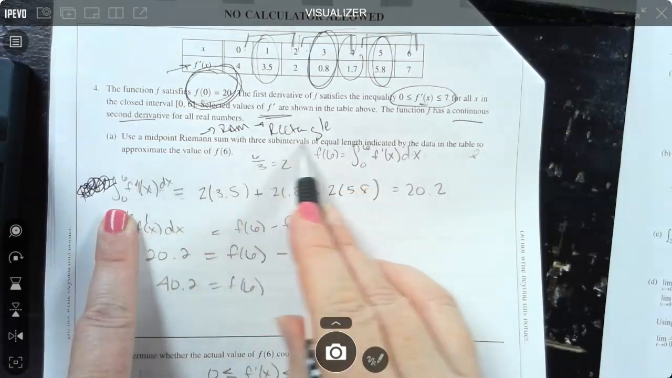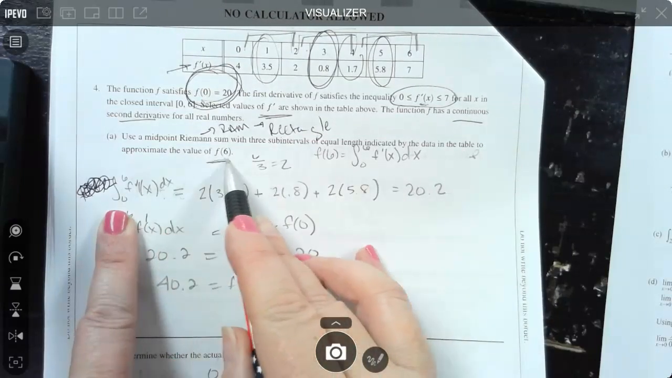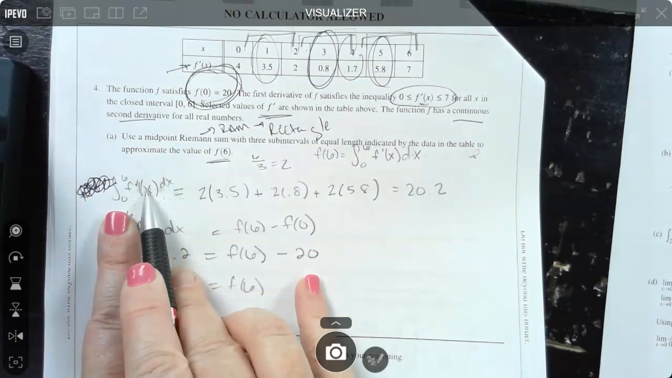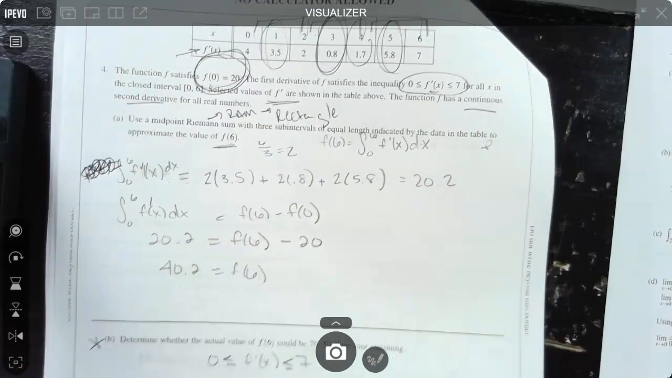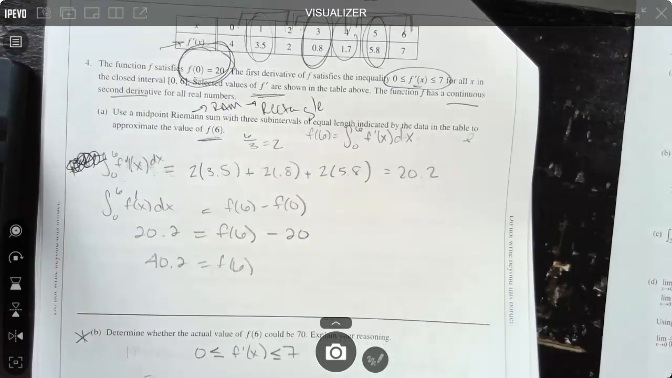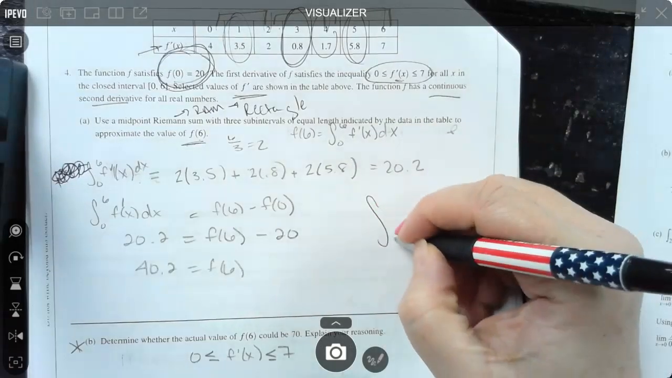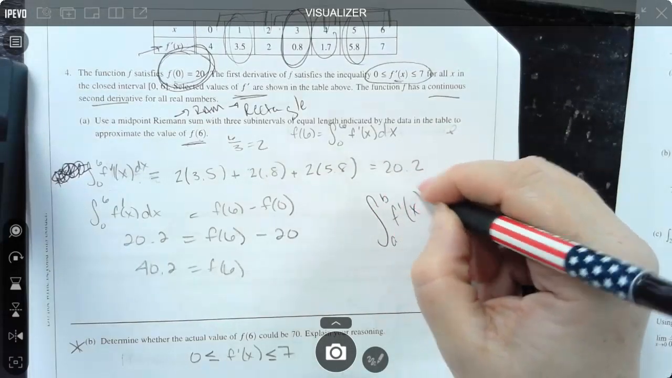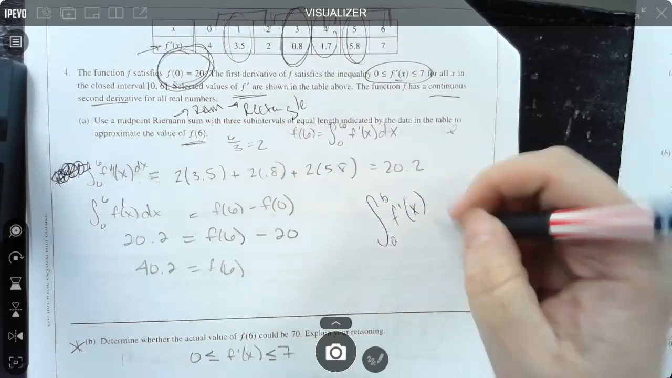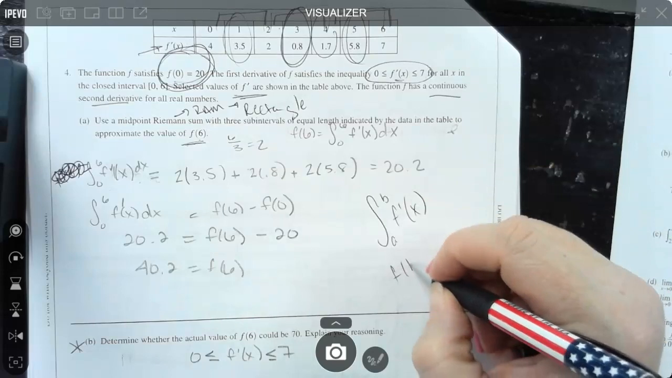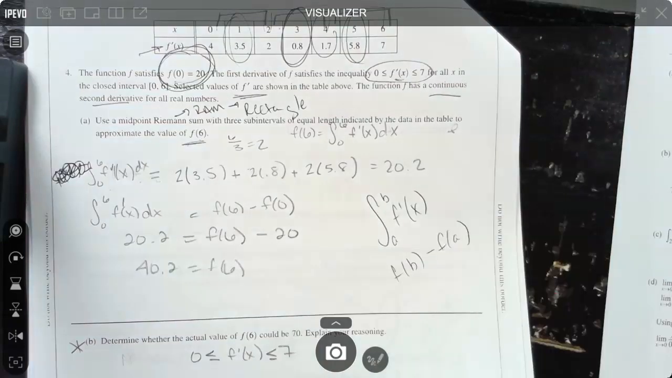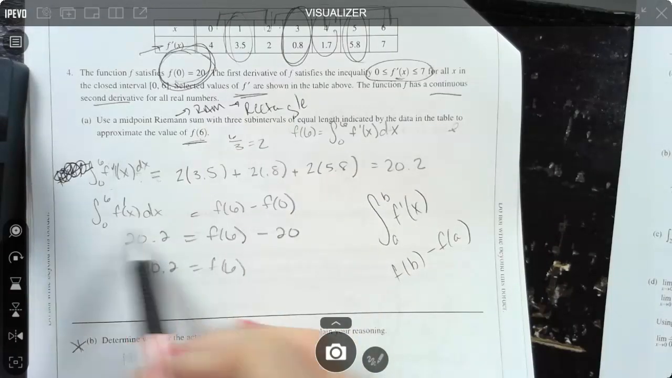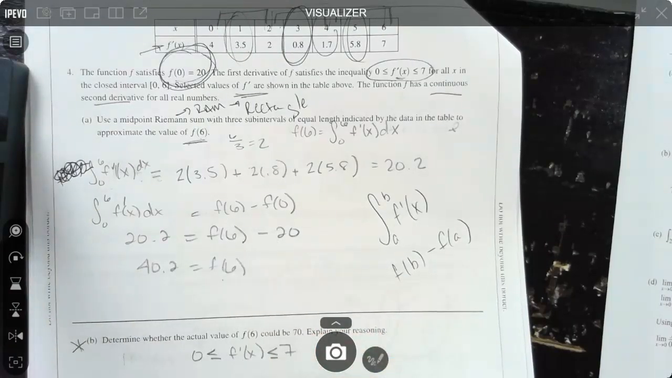What did they ask me? Approximate f of 6. So you have to know that this is why I thought this one was difficult. You have to know that this is f of 6 minus f of 0. That's fundamental theorem of calculus. If you have an integral, if you ever end up in this situation, this is fundamental theorem. It says do f of b minus f of a. So that's where this equation came from and all this set up. And we find that f of 6 is 40.2.